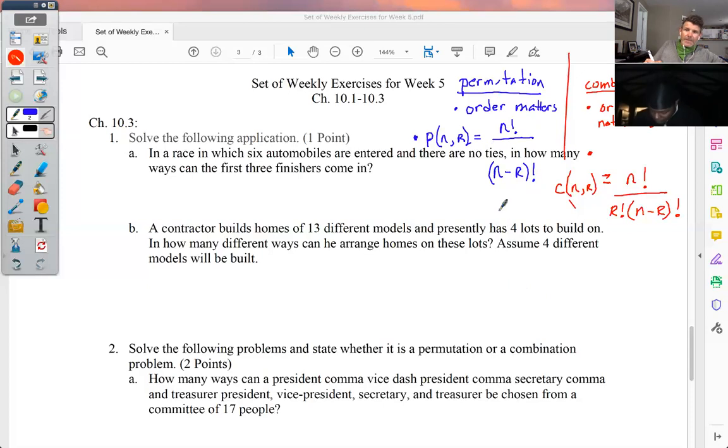Okay, go ahead and get that written down real quick, and then we're going to try to figure out what it means to be order and not order.